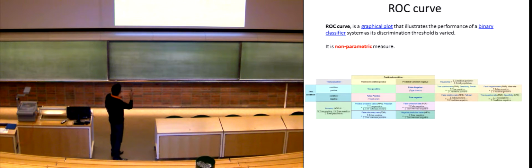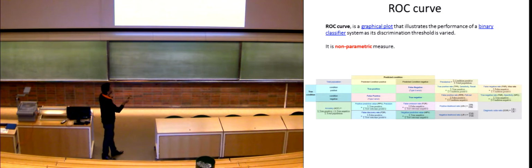Once I know this, I can extract one more piece of information called the positive likelihood ratio, which is the true positive rate divided by the false positive rate. You can also have the negative likelihood ratio, which is the false negative rate divided by the true negative rate. And once you have that, you can compute the ratio of those, the odds ratio. So the diagnostic odds ratio is LR plus divided by LR minus.